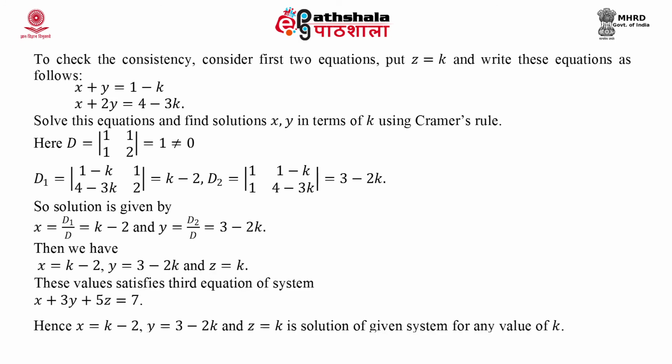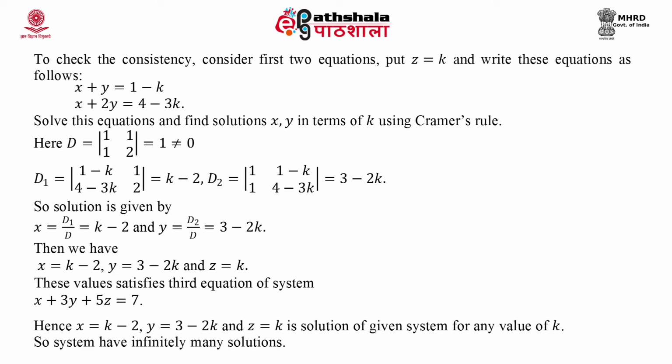Put z equal to k and write these equations as follows. Now x plus y is equal to 1 minus k, x plus 2y is equal to 4 minus 3k. So we have reduced the system into a system of two equations where k is any arbitrary constant. Solve these equations and find the values of x, y in terms of k using Cramer's rule.